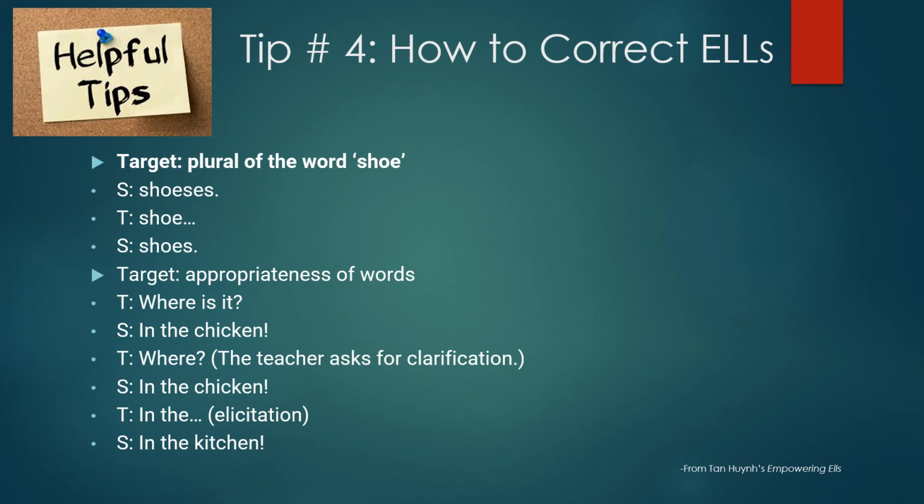Let's say our target is the appropriateness of words. The teacher might say, "Where is it?" And the student might respond, "In the chicken." The teacher would respond then, "Where?" or ask for clarification. The student would say, "In the chicken." The teacher would then elicit, "In the," and wait for the student to reply, "In the kitchen."